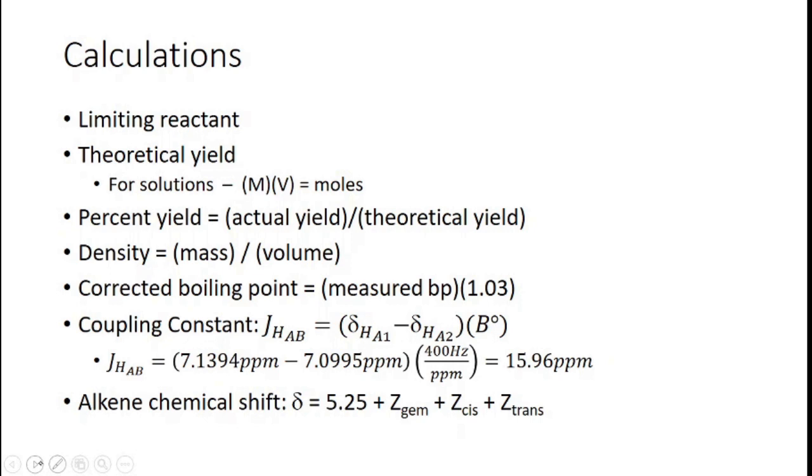One other calculation, and this is also with alkenes. Specifically you did this for the Wittig experiment. This is the estimated chemical shift for a vinylic hydrogen. And so we start with the base, the 5.25, and we add the effects of the geminal, cis, and trans substituents. I go into some detail on this in another video. I'll have a link below in the description to that.